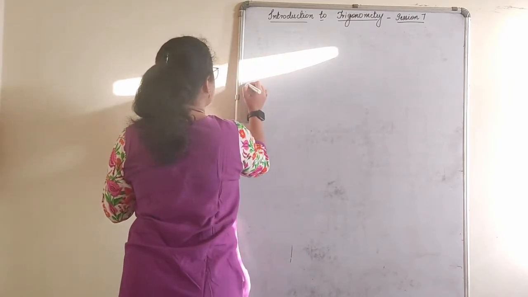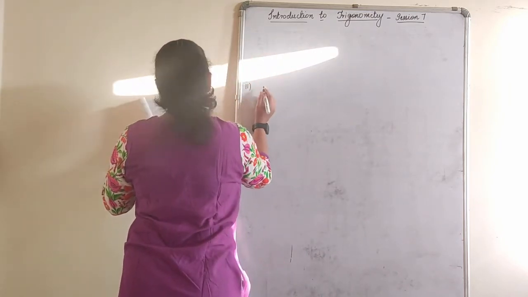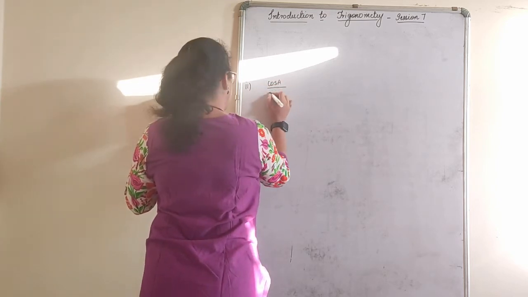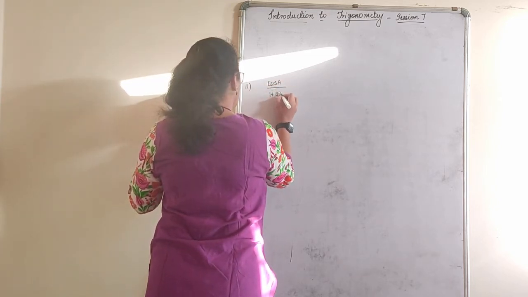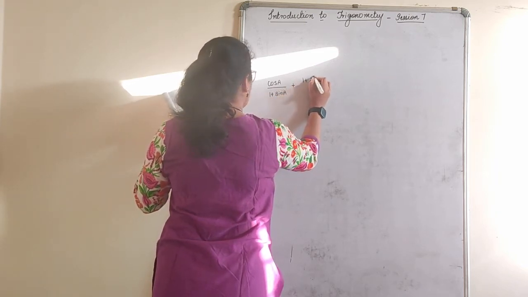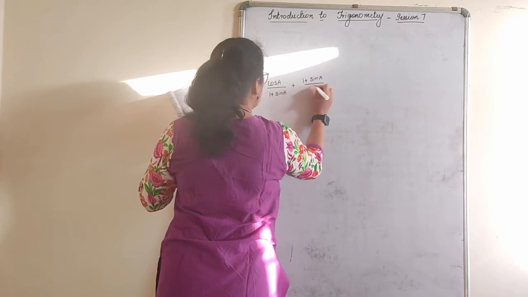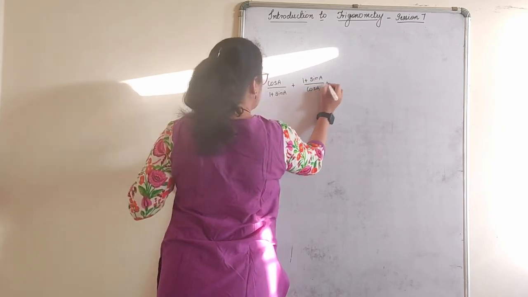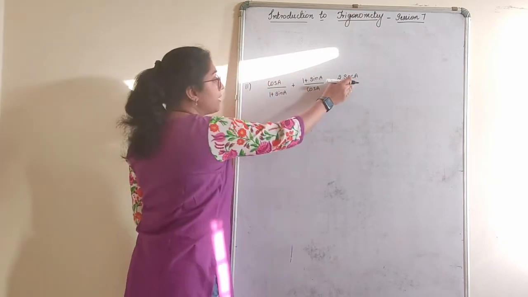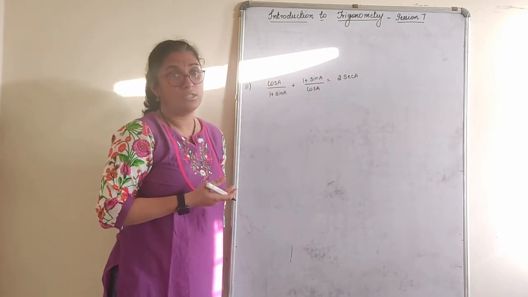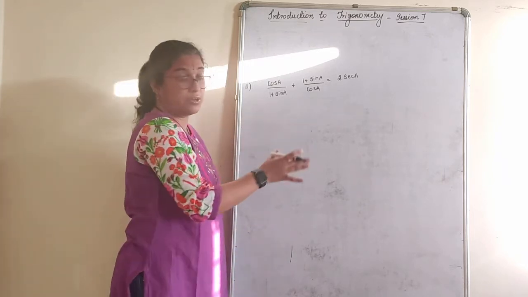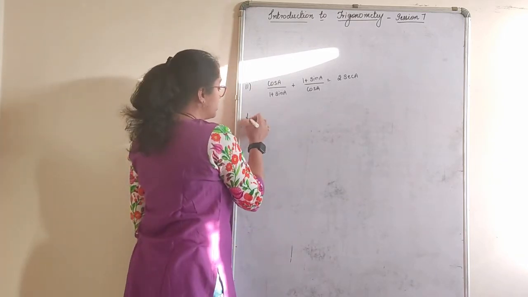Second part. Cos A upon 1 plus sin A plus 1 plus sin A upon cos A is equal to 2 sec A. Now look at this. Do you think if you take RHS you can solve LHS? No, right? Quite not possible at all. You have to go with this. Okay. So I will start with LHS.